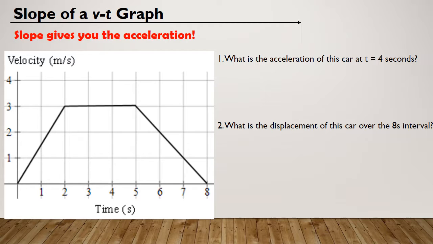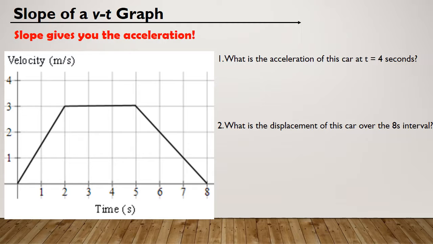Now we can also look at the slope of a velocity time graph. And this is a totally different graph, so don't get that messed up or anything. But I look at the slope, and that's going to give me the acceleration of an object, or how much it's speeding up or slowing down.